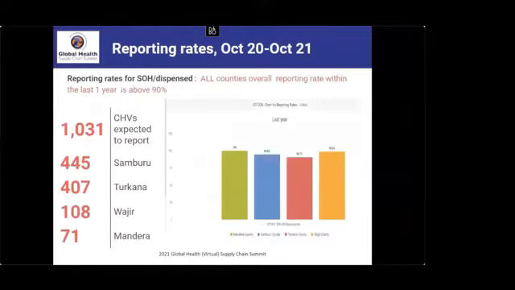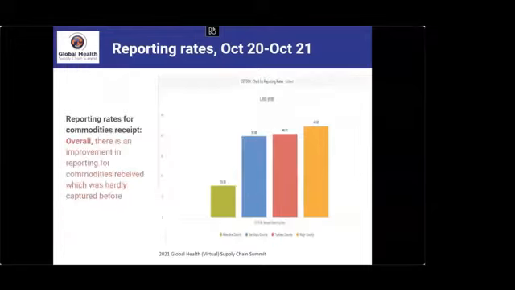Now let us look at the reportings that we've had over the last 1 year. Over the last 1 year, over 90% of CHVs have been submitting stock on hand and quantity dispensed every month for their community units. There has been significant improvement in submission of receipt reports in all the 4 counties.